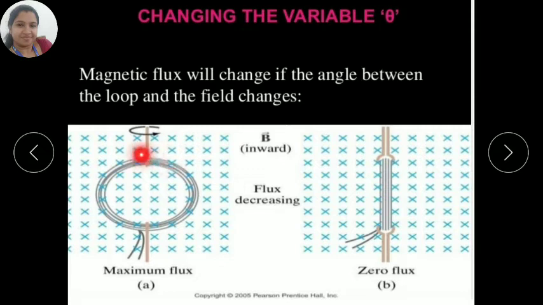Here we can see that the loop is in circular shape, and this direction represents the direction of the external magnetic field, and here the loop is placed like this. So in this case maximum flux, so we can explain this with the next diagram.